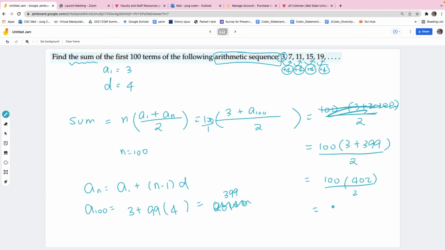I want to keep 100 and simplify it with this. So 201 times 100 is 20,100. So that is the sum of the first 100 terms, all the way from 3 to 399 in this arithmetic sequence.